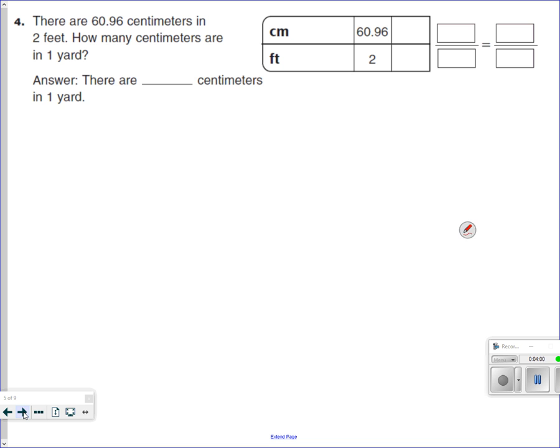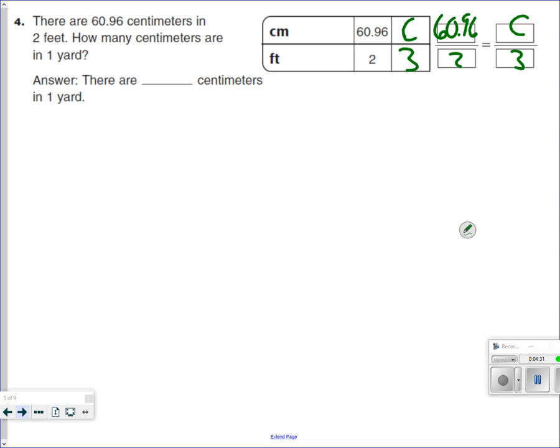Moving on. Next problem. There are 60.96 centimeters in 2 feet. How many centimeters are in 1 yard? Let's take a look here, okay? There are blank centimeters in 1 yard. So we know there are 3 feet in a yard, so we have to find out what letter we put up there. Let's put the letter C for centimeters, okay? We write this out as 60.96 over 2 equals C over 3. What is that going to equal?